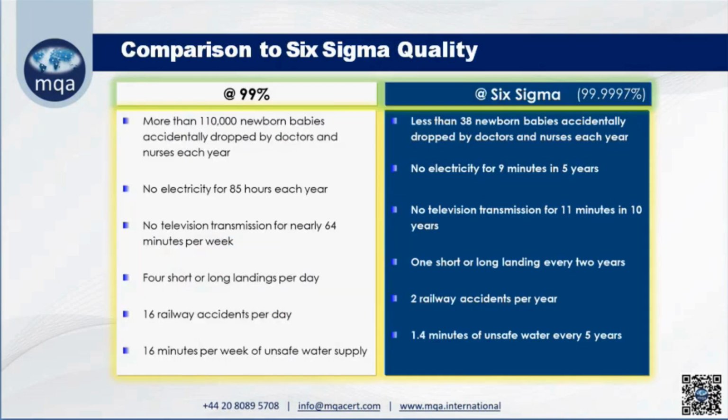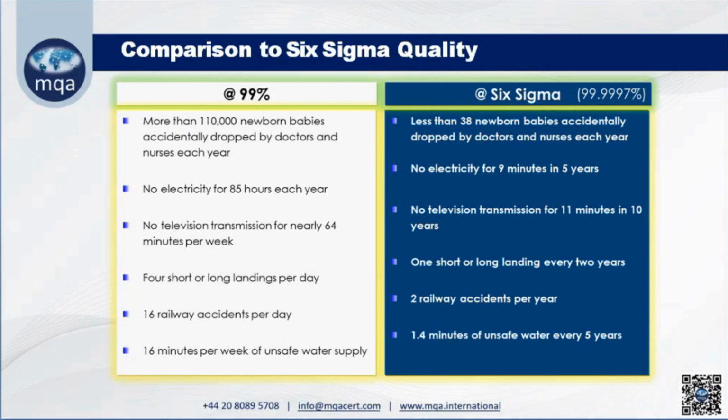And when we look at the comparison between Six Sigma projects and non-Six Sigma, now when we say our quality is 99%, that means 1% defective. So we have 99% versus Six Sigma, which is 99.9997% quality, or hitting target on time. Now 99.999 is also called five-nines quality. So if the quality level is 99%, it will mean more than 10,000 newborn babies are accidentally dropped by doctors and nurses each year.